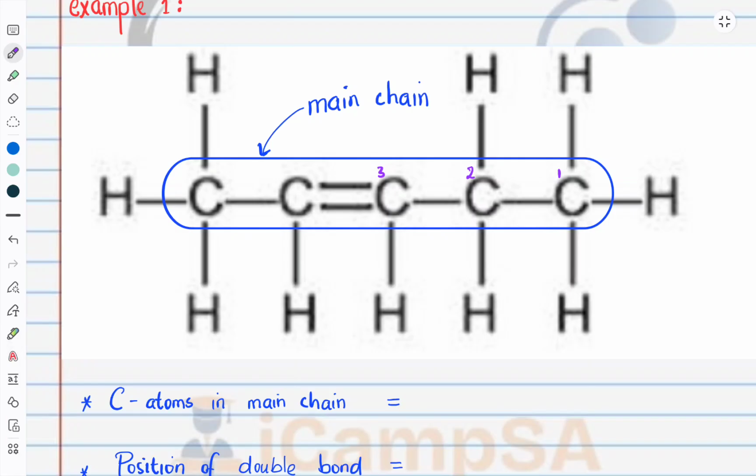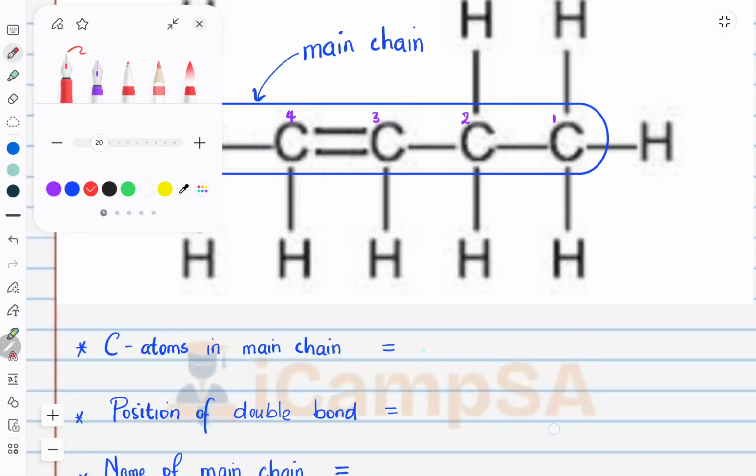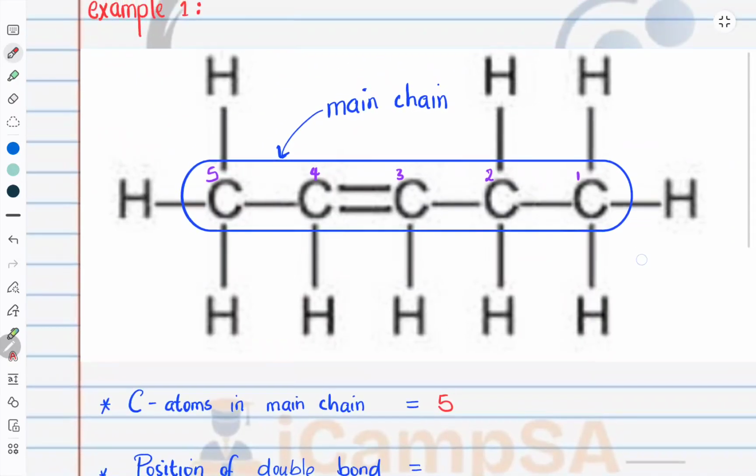So how do I know that? Because when I was counting from right to left, I first saw the bond on carbon number 3. I don't have to wait to get to this one and then say it's on carbon number 4. That's not how it works. You check the first carbon that you reach where the double bond is located, and that's the number you use. So it's 1, 2, 3, 4, and then 5. The main chain is 5 carbon atoms.